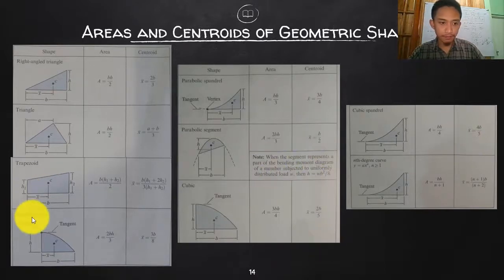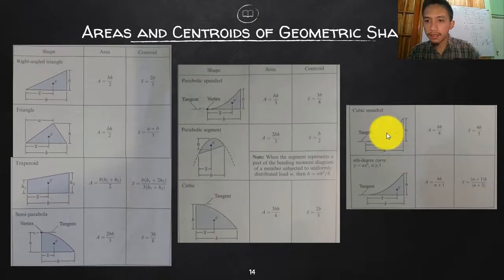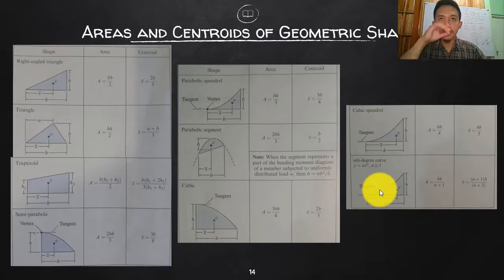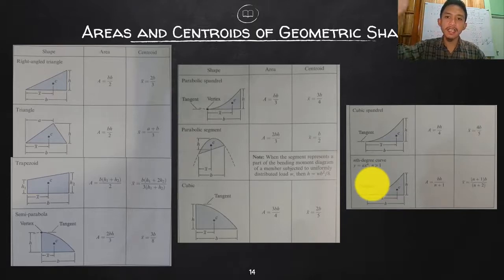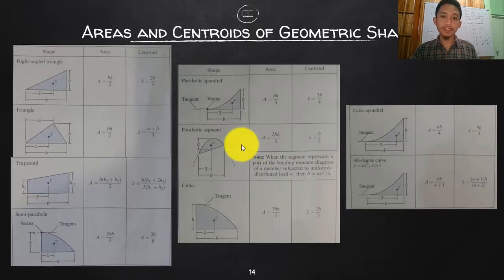Okay, so semi-parabola, cubic, this is a third degree equation, parabolic segment, parabolic spandrel, or cubic spandrel, or even if you're talking about higher degree, because again, if you started from an irregular loading, you will end up with an nth degree, a high degree equation once you get to your M/EI diagram. Okay, you need to know that also. So this is just geometry.